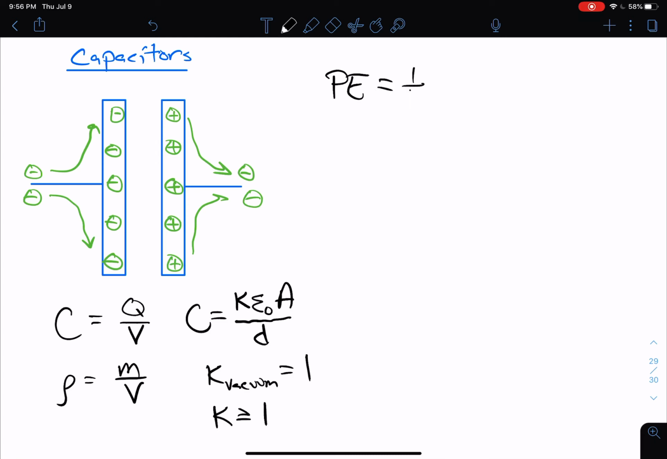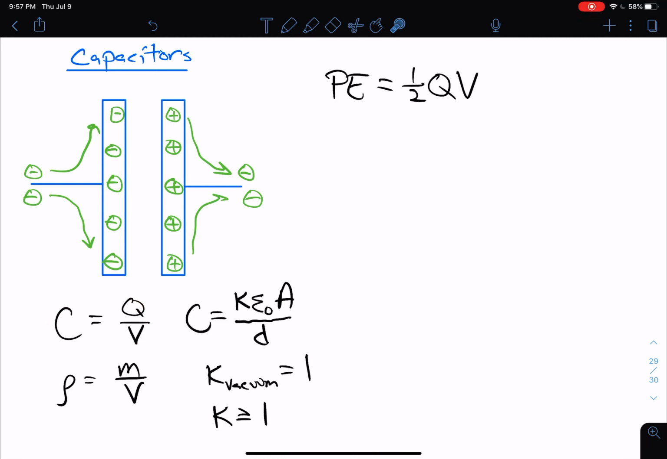So the formula for that is 1/2 QV. And if you've already looked at the content for this homework, you may have noticed there are two additional formulas here, two different additional relationships for the potential energy. That just comes from this.